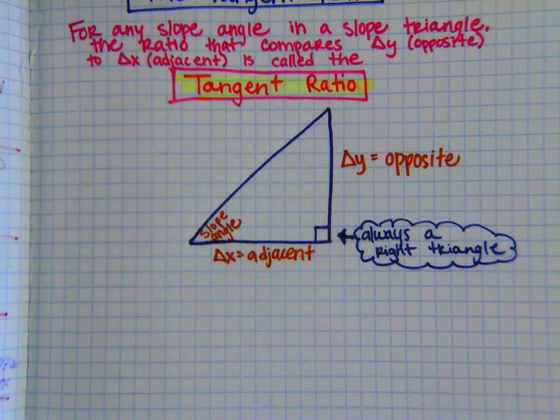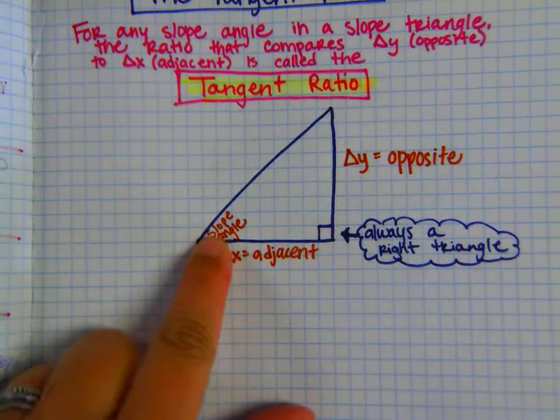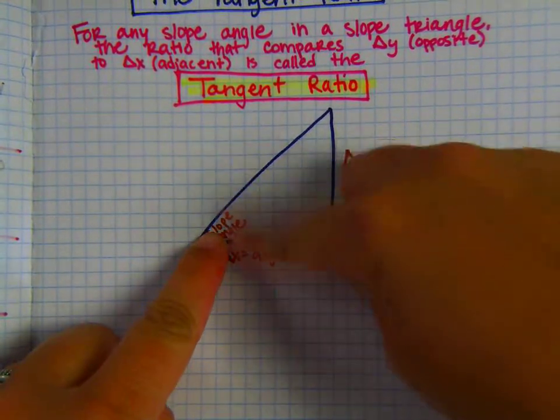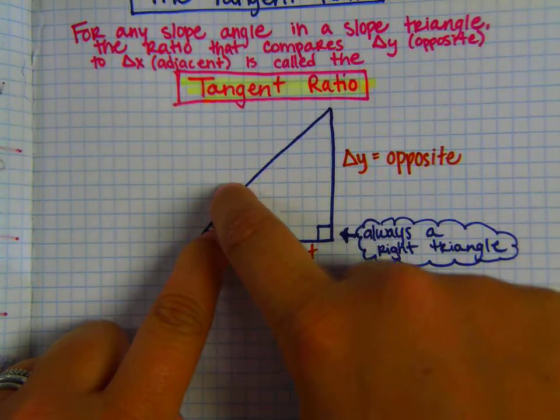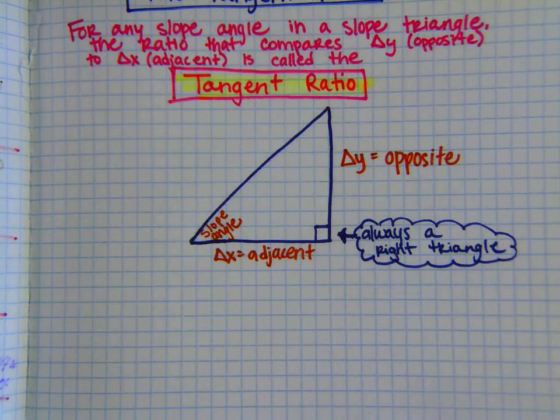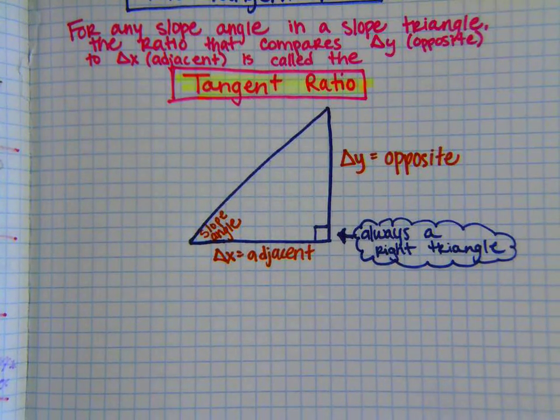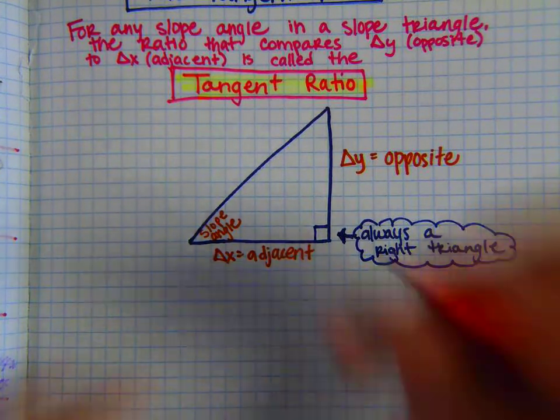But if we look here at the slope angle, it kind of looks like we have two adjacents, right? Because that one's right next to it too. But that one's called something special. It's the hypotenuse, right? Because it's across from the right angle. So that one's never adjacent because it's always the hypotenuse. So let's write that down.